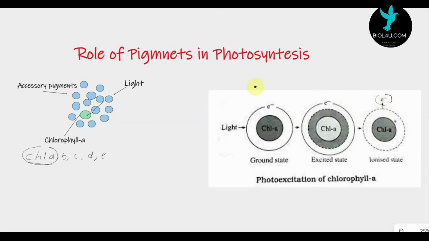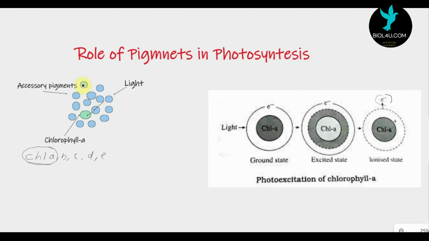Once again, coming to this diagram: this is the central chlorophyll-a molecule. Only this can convert light energy into chemical energy, and all the other accessory pigments are present around this chlorophyll-a, the reaction center.